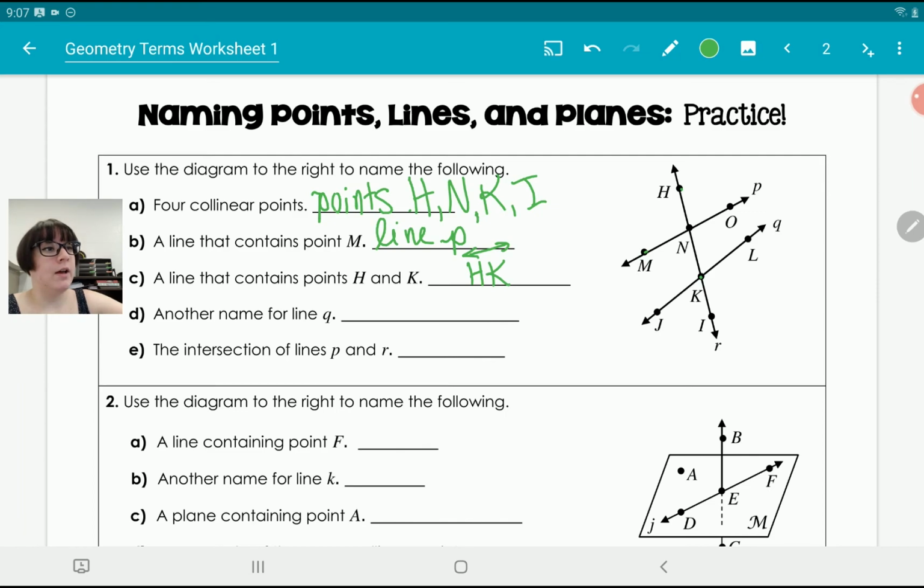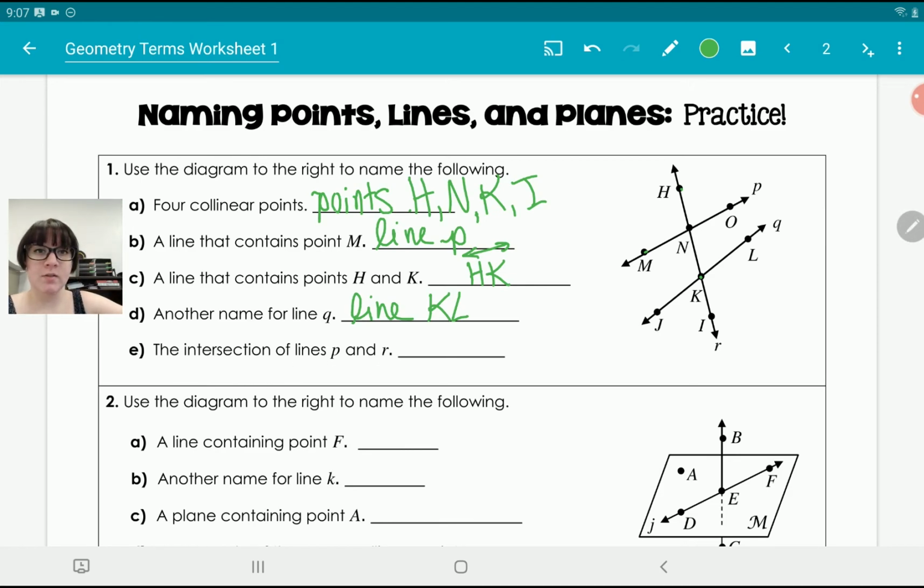Another name for line Q, okay? We can go ahead and label it using 2 of the points on the line, since we've already used the little script letter. So we'll write line for this one, since we already did the other way. And since it's line Q, we can use 2 of these. Let's use K and L. Okay, so that's all you have to do. Use 2 points.